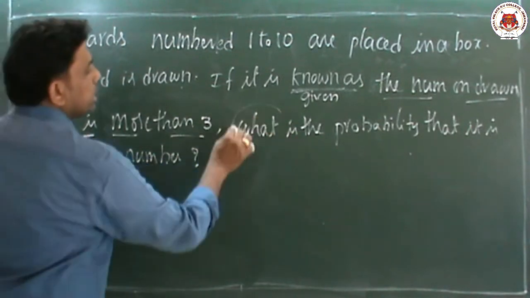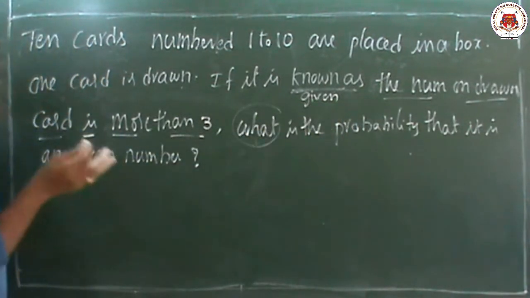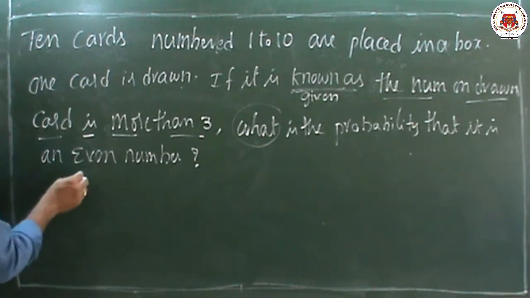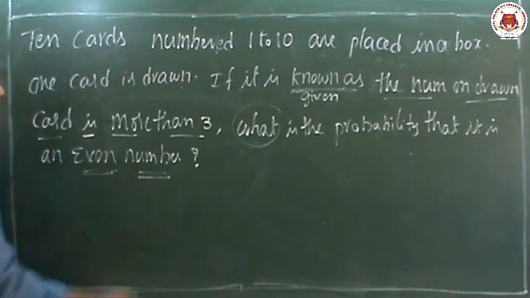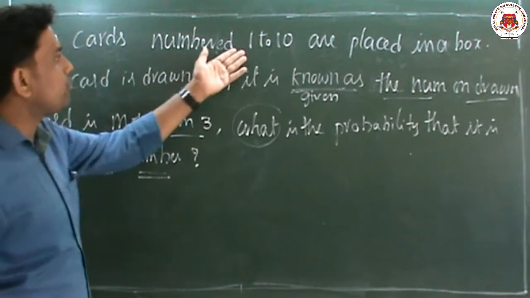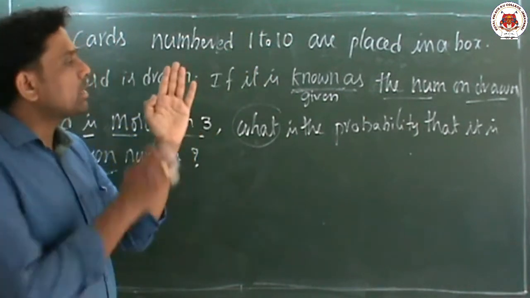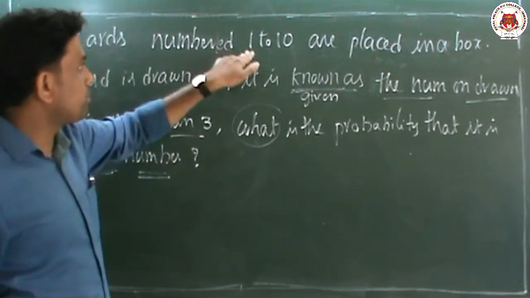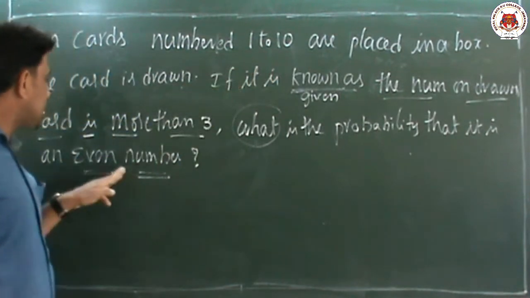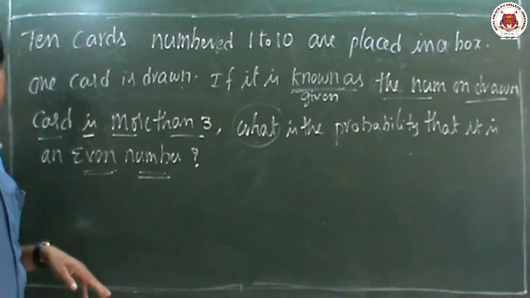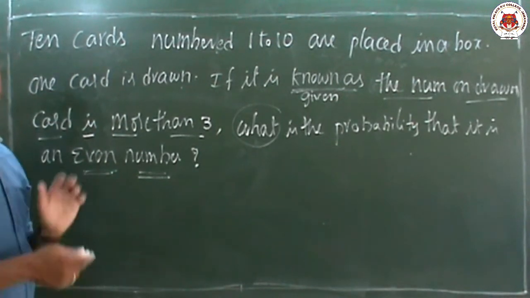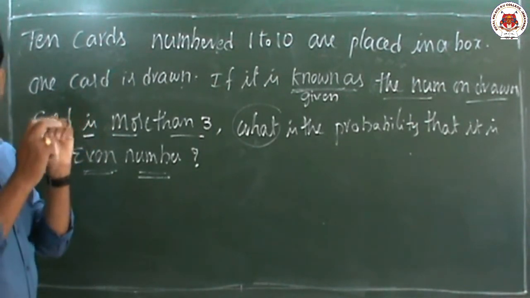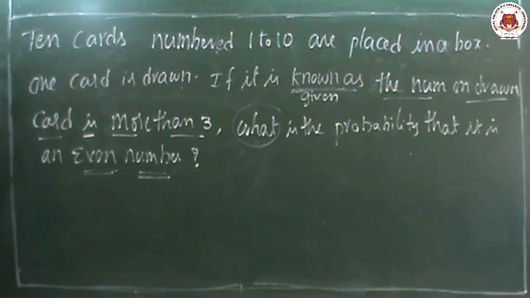So what is E? E is nothing but even number. Even number means from 1 to 10, because the cards have the numbers 1, 2, 3, 4, 5, 6, 7, 8, 9, 10. From this, we have to take E as the even numbers. So what are the even numbers? Even numbers are 2, 4, 6, 8, 10. So that is called E.